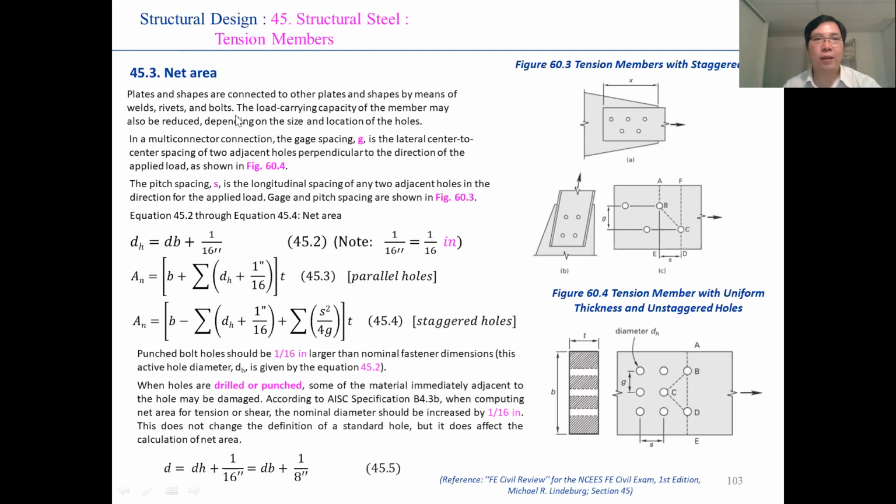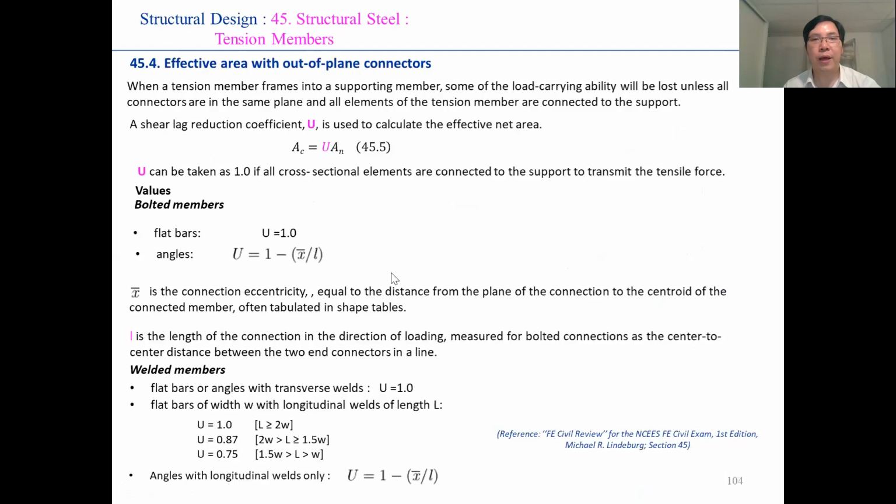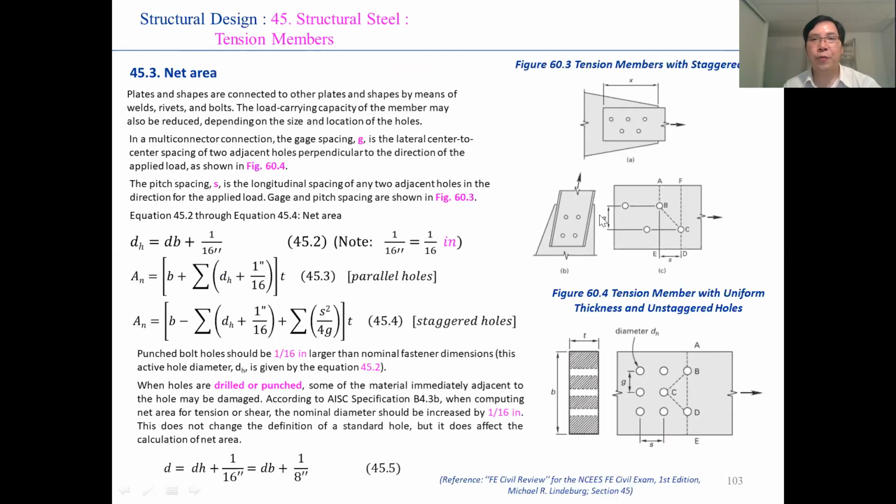In this slide, I show you some equations for the calculation of the net area of a tension member. So when you have more time, you can see the detail. I show you in the figure the tension member with staggered holes, and the figure shows the tension member with uniform thickness and unstaggered holes.